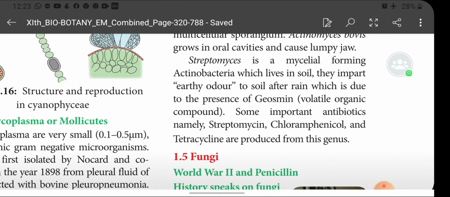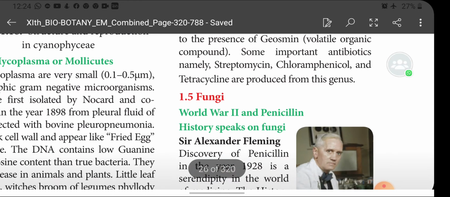This Streptomyces gives an odor to the earth when it rains. How can Streptomyces give an odor to the earth? It is due to the presence of geosmin in its body. Geosmin is a volatile organic compound. Some important antibiotics are also produced from this genus. The antibiotics are streptomycin, chloramphenicol and tetracycline, produced from this genus Streptomyces, an actinobacterium.